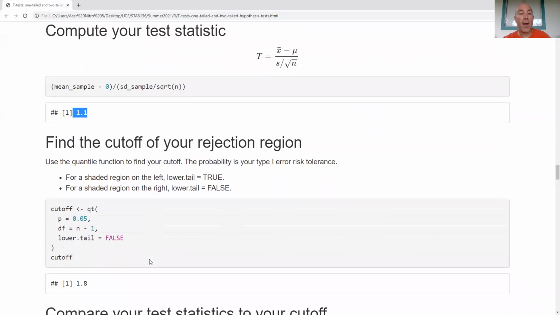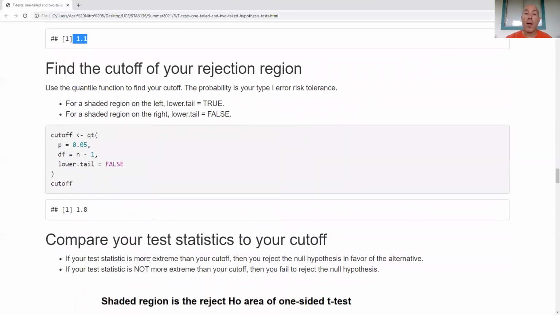Now I need to find the cutoff value of my rejection region. I need to find where the cutoff was for the shaded region I drew a moment ago. If I want a region on the left, I want lower tail equals true. If I want a region on the right, I put lower tail equals false, and we're using the quantile function for t. I put in my type 1 error risk tolerance, my degrees of freedom, and my lower tail setting. Here I want the region on the right, therefore lower tail is false. And here is my cutoff, 1.8.